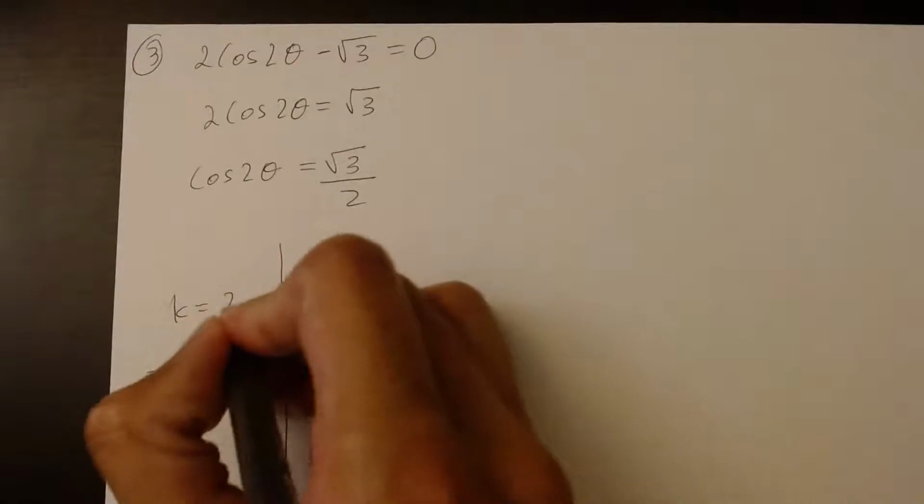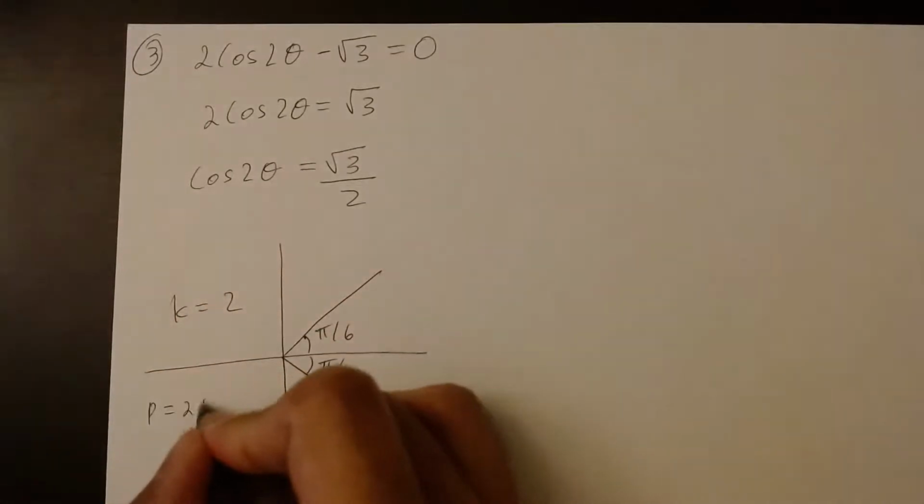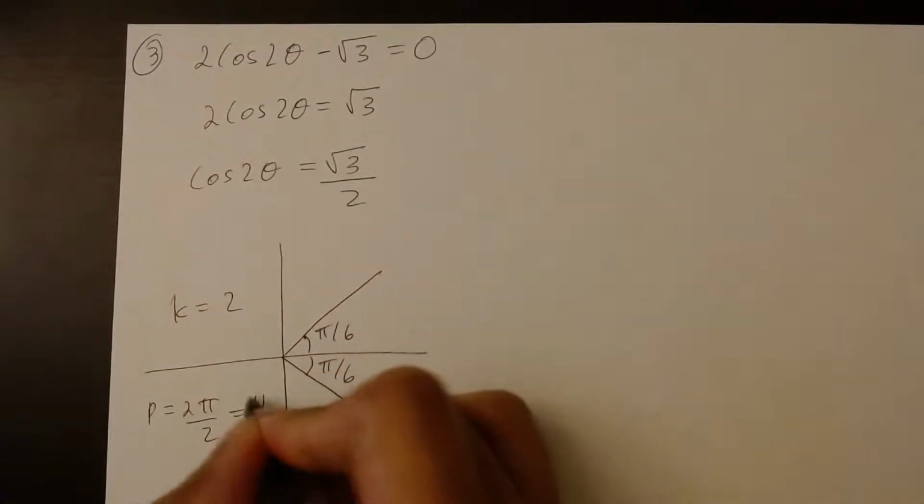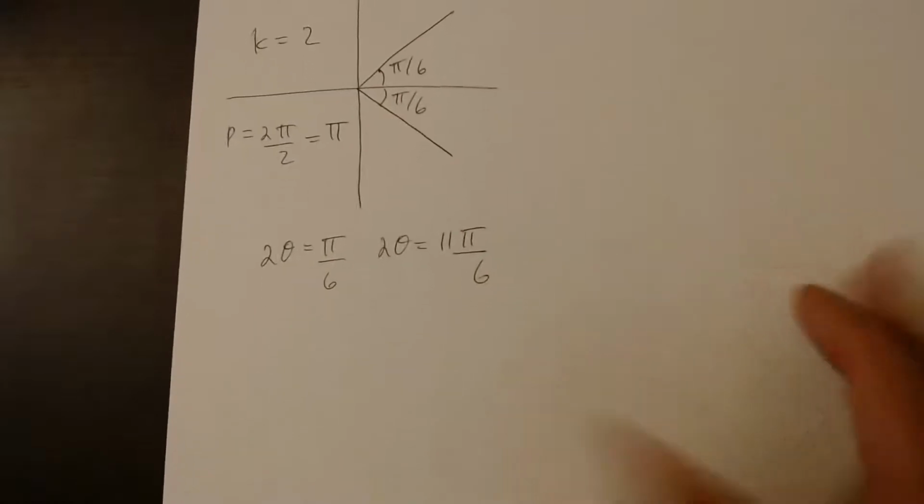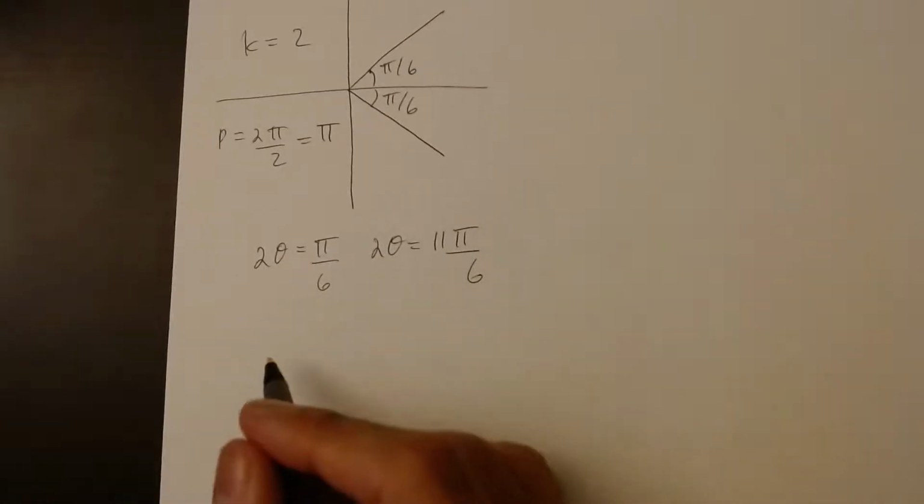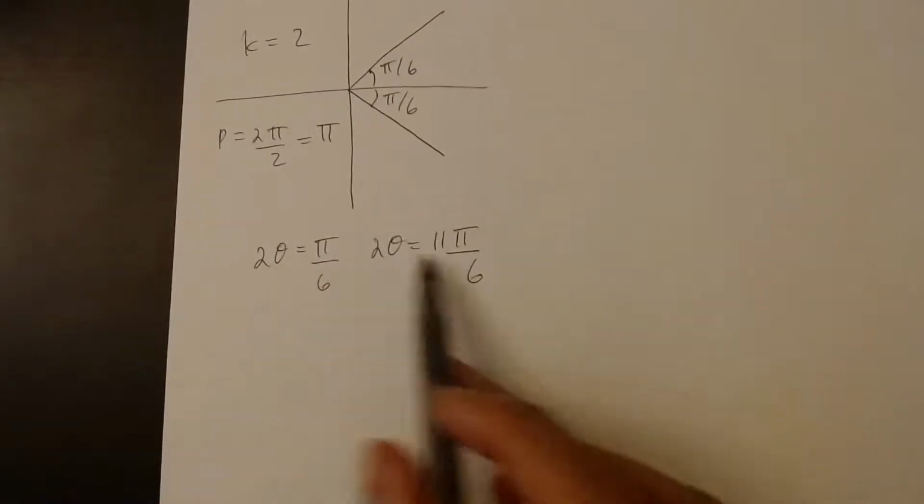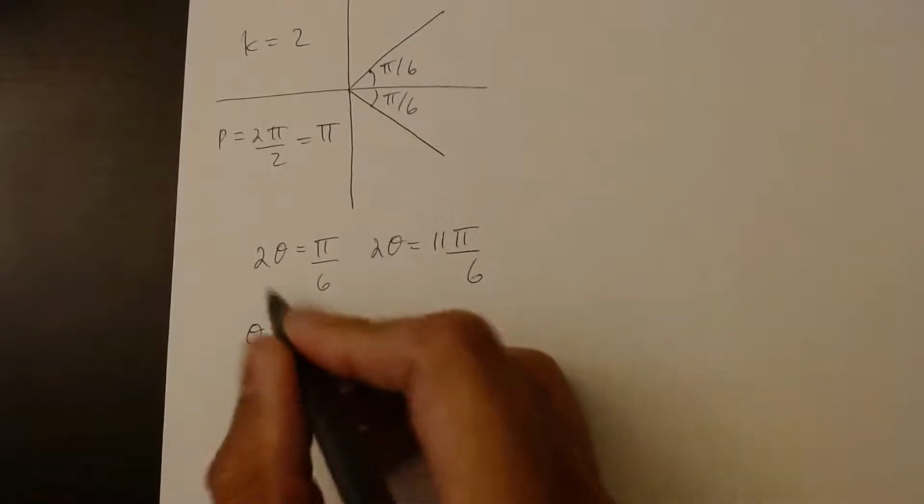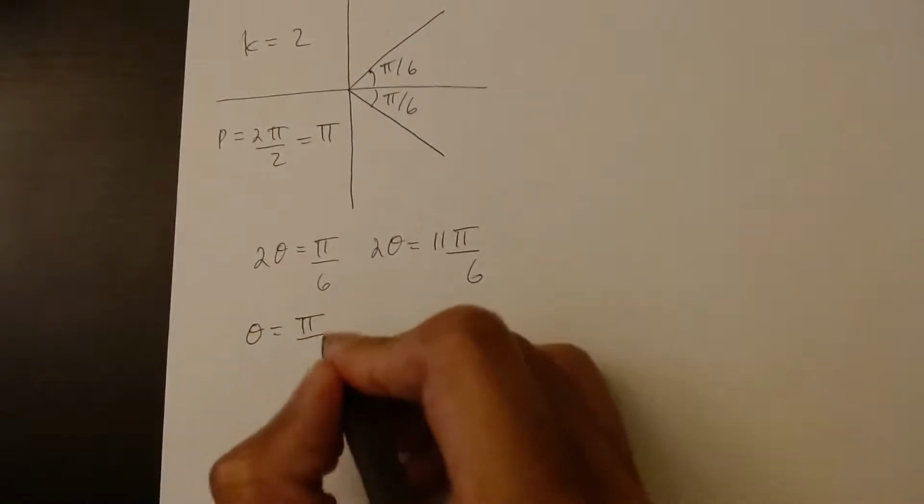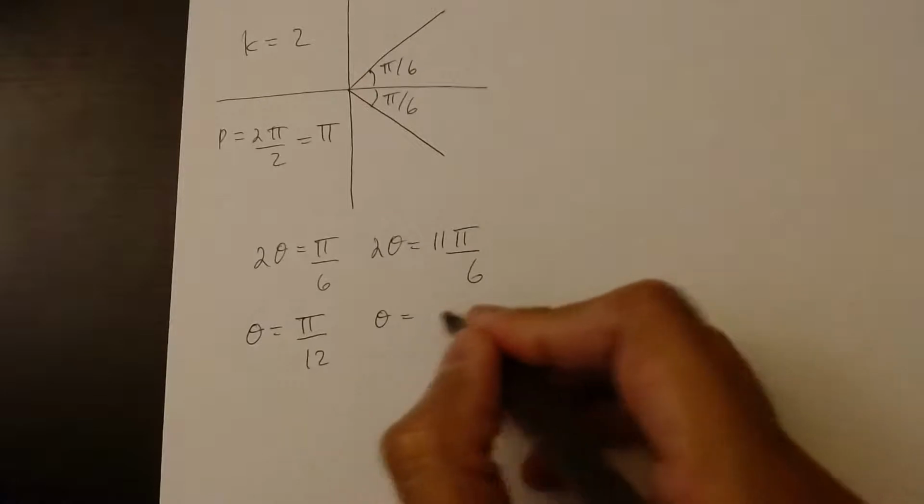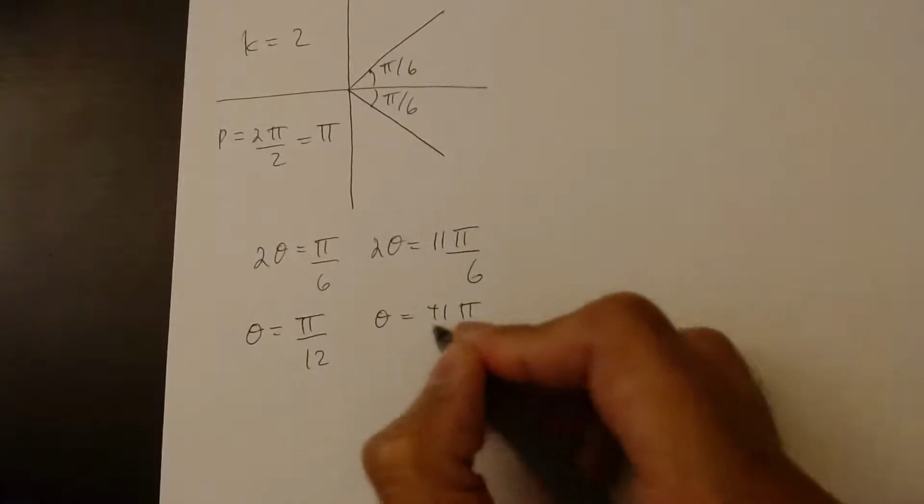Next, I'll find my period. My k value is 2, which means my period is 2 pi over 2, which is just pi. So all I have to do is add pi to these two values. Oh, wait, I got to divide by 2 first. Forgot to do that. So I'll start by dividing by 2, which is pi over 12 and 11 pi over 12.